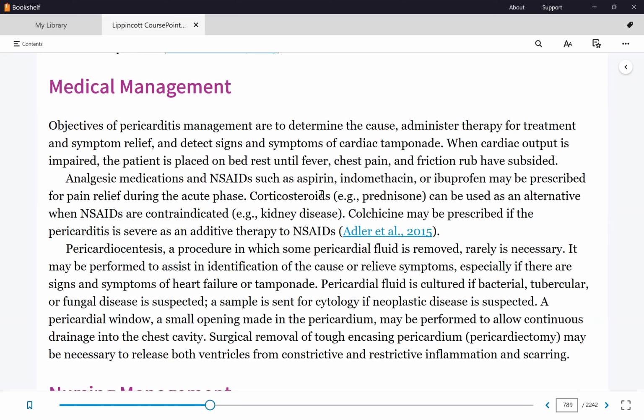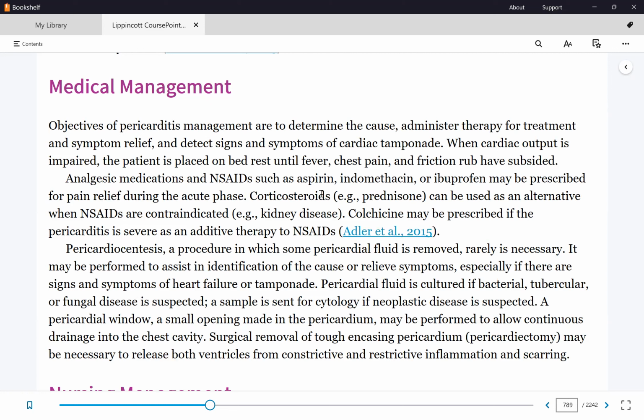We've got aspirin, because this patient can have heart failure. Indomethacin is a type of NSAID, or ibuprofen. We have steroids only. Which patients can get steroids? If it's caused by lupus. Because can you give steroids if it's a bacterial cause? No, because that will make the infection worse.